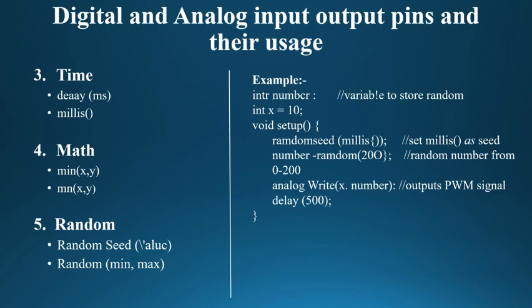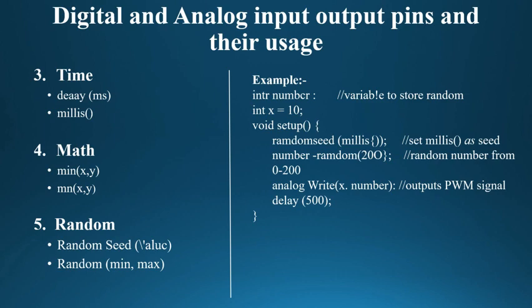Math functions are basically used to do some mathematical operations in the program. Here we have taken two functions, min and max. It's a typing error, so it's max. So min takes two parameters x and y, or a and b, any two integer or floating values. It will return the value which is the minimum of those two values. Next one is max, which is the same as min, but it will return the value which is higher.